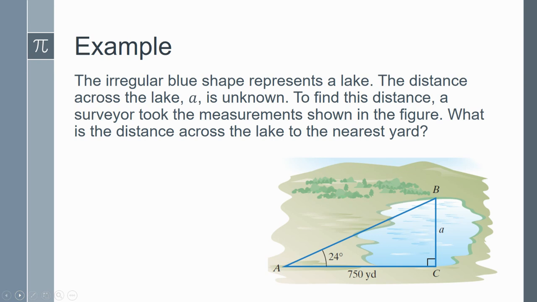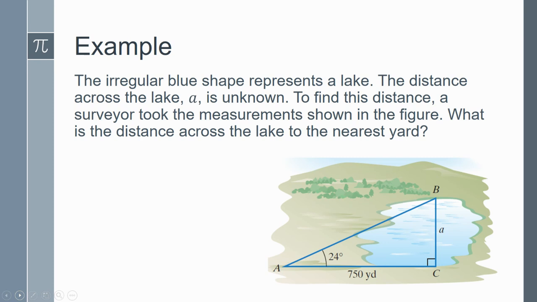All right, so let's take a look at a couple of application problems. It says the irregular blue shape represents a lake. The distance across the lake, A, is unknown. To find the distance, a surveyor took the measurements shown in the figure. What is the distance across the lake to the nearest yard? This one doesn't necessarily use the phrase angle of elevation, but because that 24 degree angle is inside of the triangle and formed with the bottom, this is technically an angle of elevation problem.